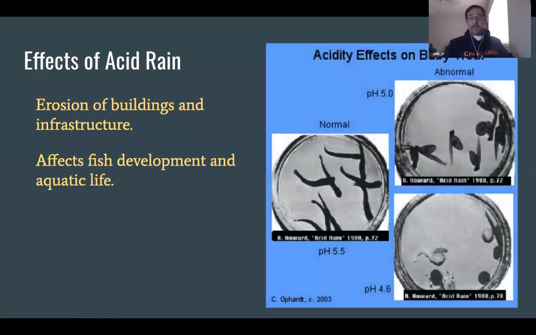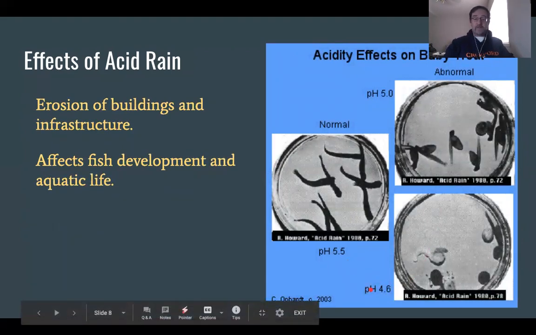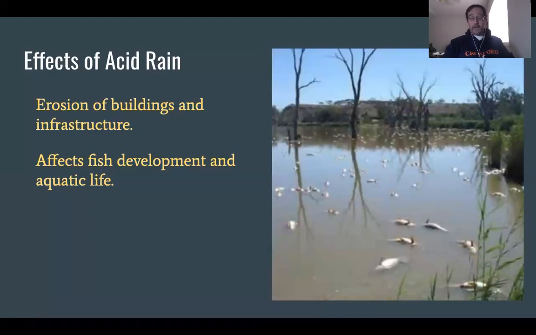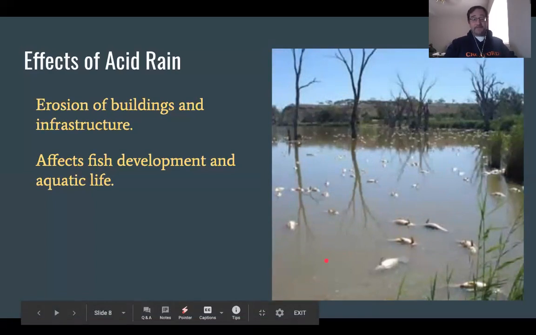It also affects fish development and aquatic life. This is a normal pH, a pH of 5.5, and these are fish fry, so fish eggs that have hatched. At 5.0, that's just slightly acidic, it causes the development of the fish to slow down considerably. And at just 4.6 pH, not a big difference between 5.5 and 4.6, it kills the majority of the fish that are born. So that can have a big impact on our local fisheries, waterways, and for those people who rely on the fish as a food source, some of the First Nations peoples in the province of Alberta, it can have a big impact on their ability to feed their families and support themselves.